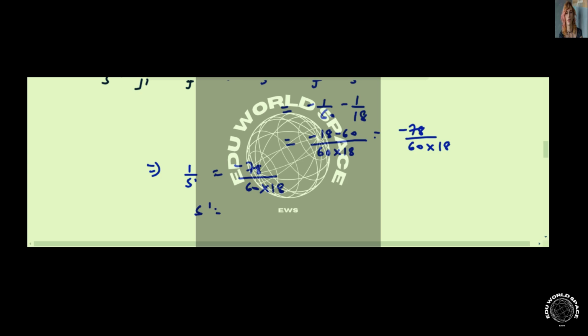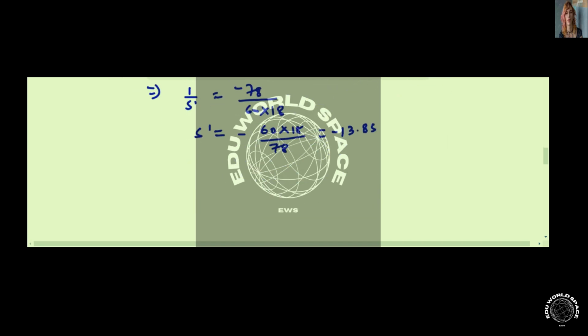So s dash will be with negative sign 60 into 18 by 78. Let us use calculator. 60 into 18 divided by 78, that is 13.85 with negative sign. So in this case, image distance is minus 13.85 centimeters.